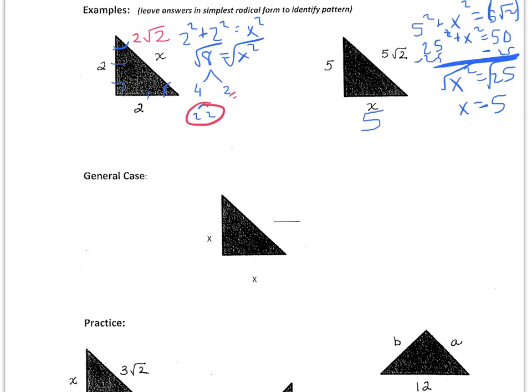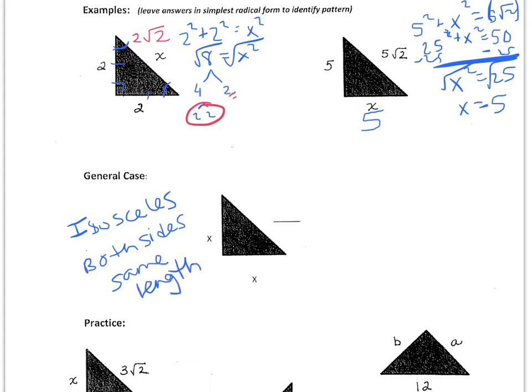If both sides are x and x, it is isosceles. Both sides are always the same. And the hypotenuse then, if it was 2, 2, the hypotenuse was 2 square root of 2. If the sides were 5 and 5, the hypotenuse was 5 square root of 2. So if the sides are x and x, the hypotenuse is x times square root of 2.